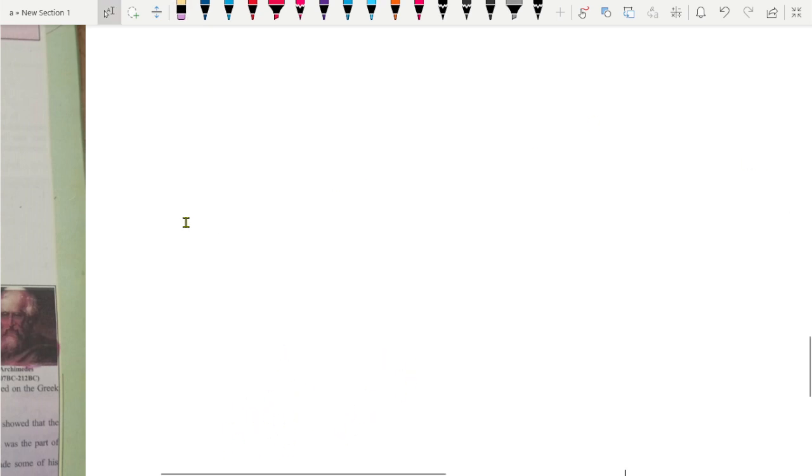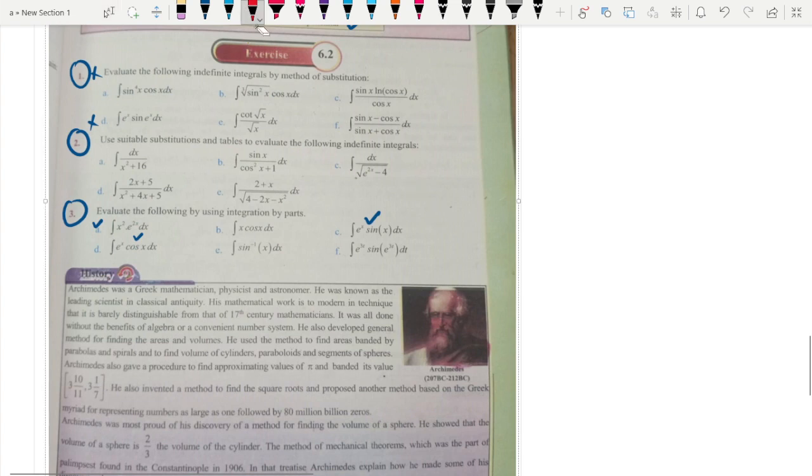Part E of the question is similar to this one. So I am solving this part. We have the preference for taking the function as u.